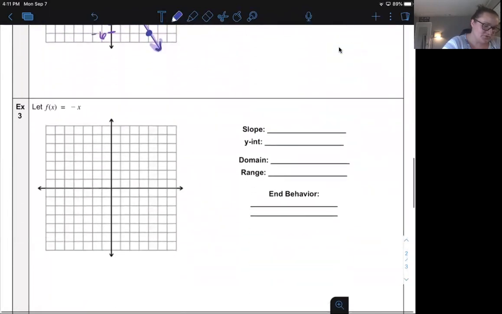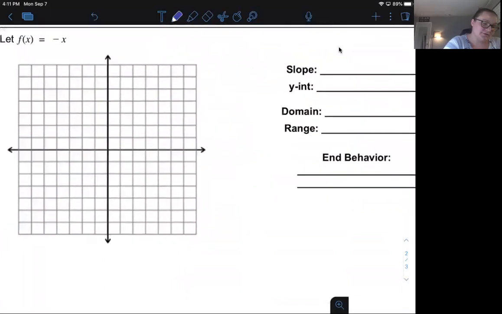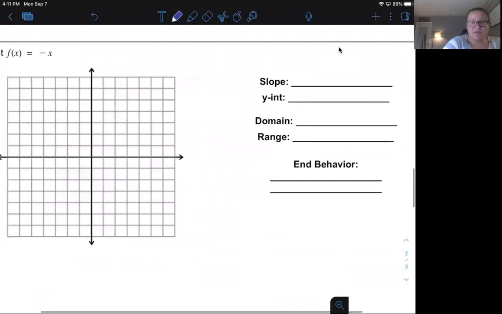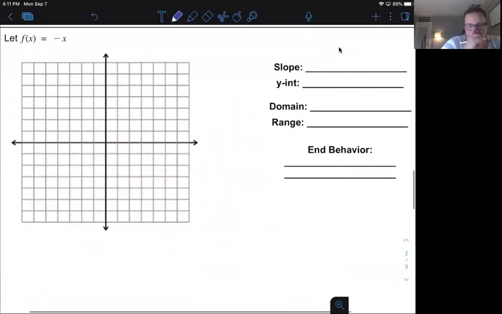Now I want you to graph f of x equals negative x. I want you to tell me the slope, the y-intercept, the domain, the range, and the end behavior. You're going to press pause, graph this, and then press play when you're ready to check all of your answers.